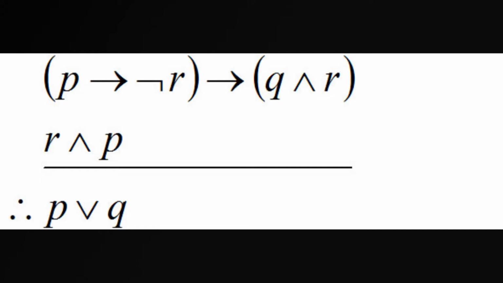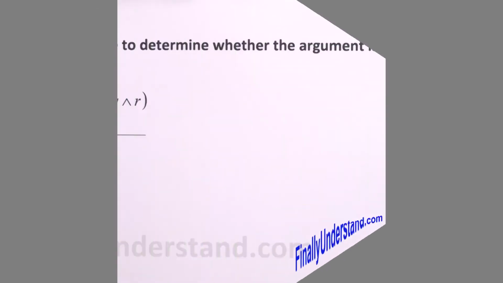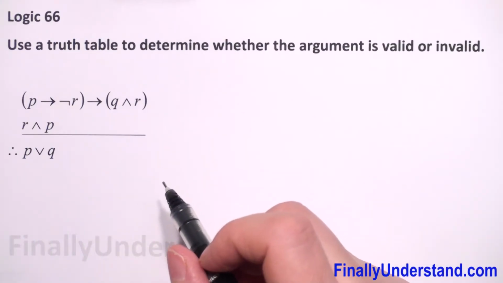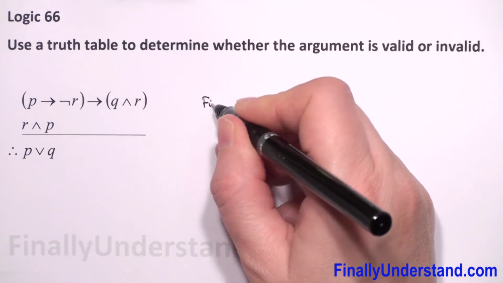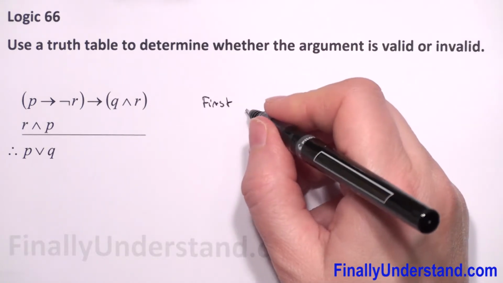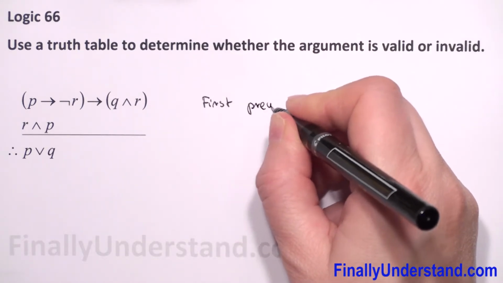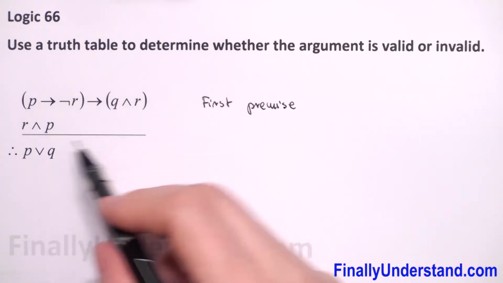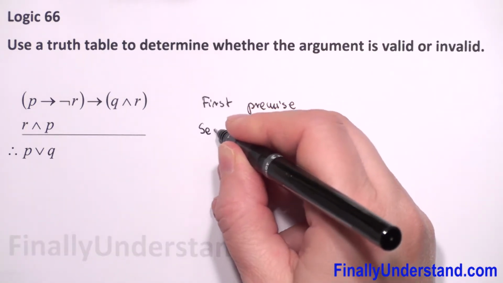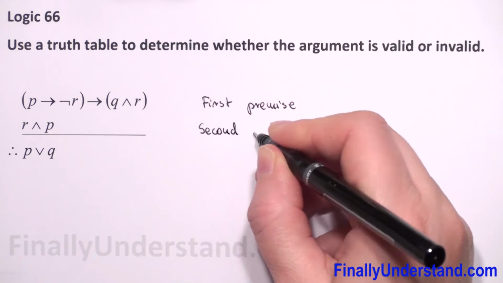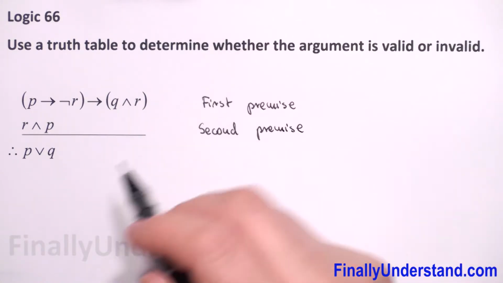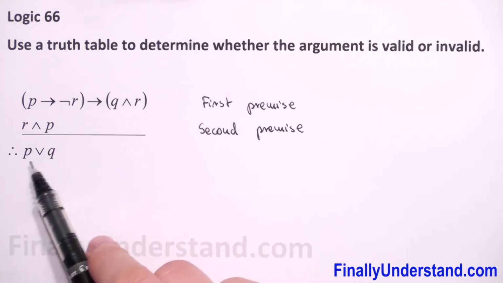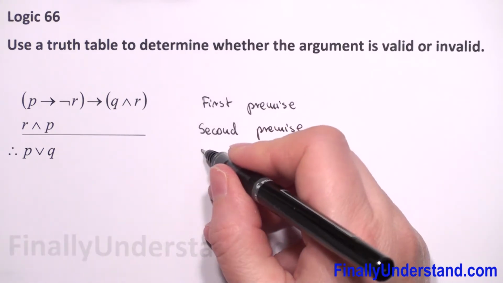We have given an argument in symbolic form. In the first row we have the first premise. In the second row we have the second premise, and underlined we have the conclusion.